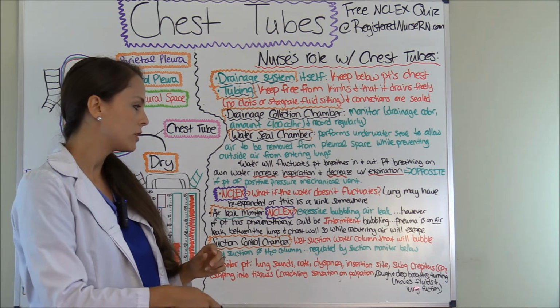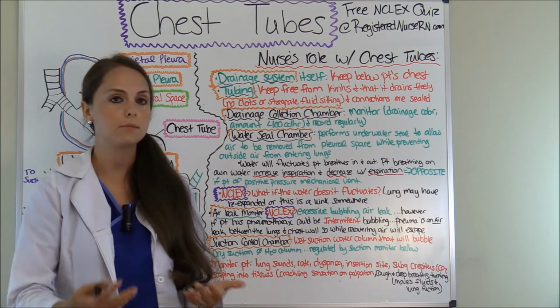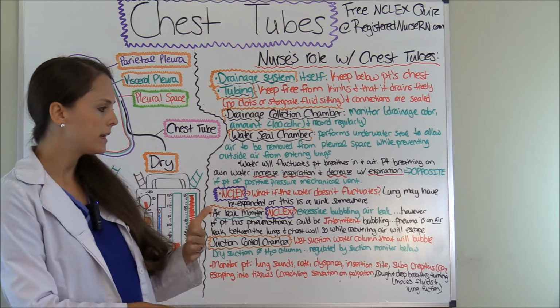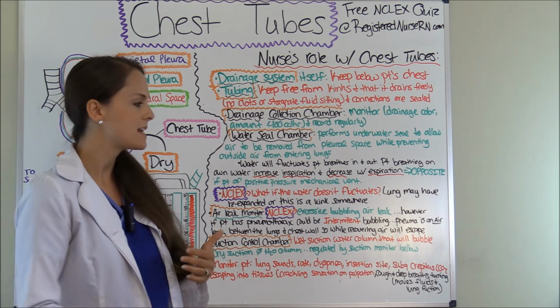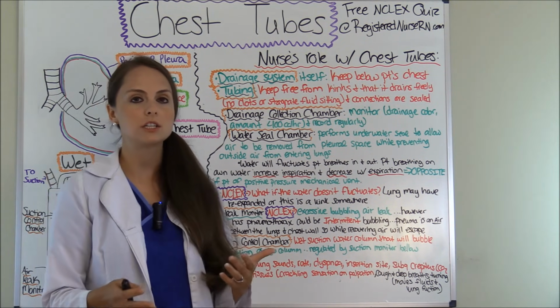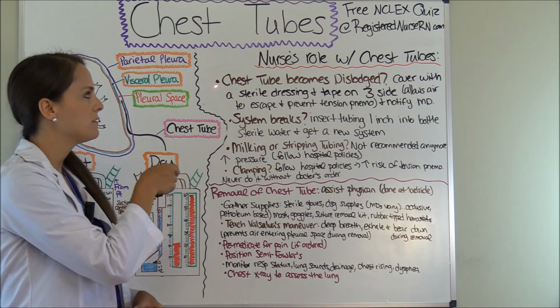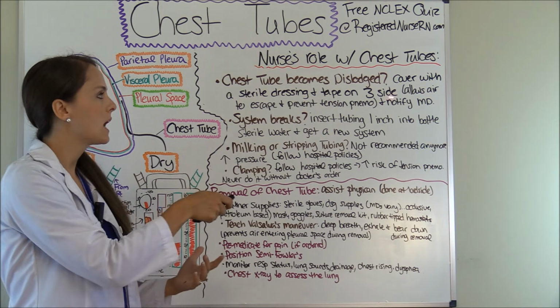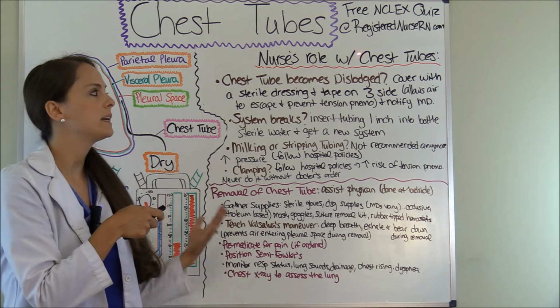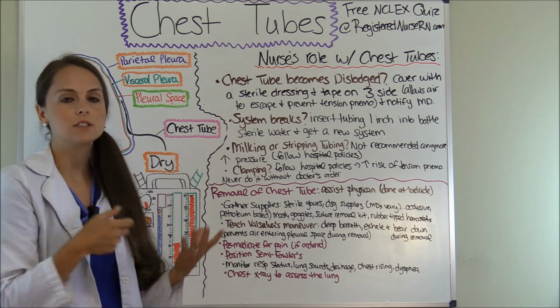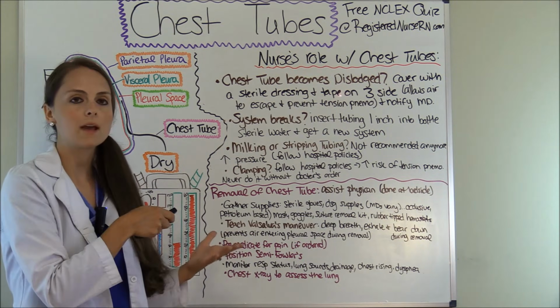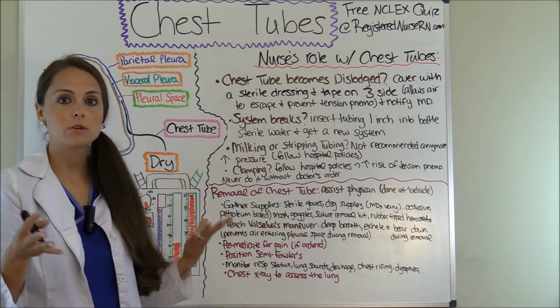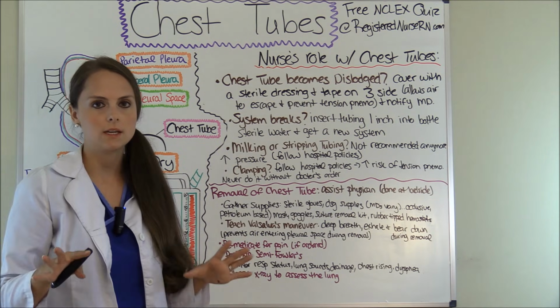And also, you're going to be having the patient cough and deep breathe. That helps move fluid and keeps their lungs nice and functioning. And you're going to be repositioning them. Okay, what to do if the chest tube becomes dislodged? If this happens, cover the site with a sterile dressing and tape it on 3 sides. Doing this will allow air to escape and prevent a tension pneumothorax, and notify the physician immediately.